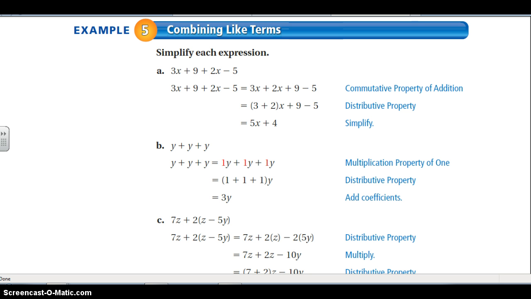Okay. Now we're going to do b, and it's the multiplication property of 1. Remember, all your y's, when they're looking like this in an algebraic problem, are worth 1. So please write y plus y plus y. You get 1y plus 1y plus 1y. Same problem. Now, you would change that to 1 plus 1 plus 1 times y. That's using the distributive property. If you just want to add coefficients, it's 3 times y. Pretty simple.